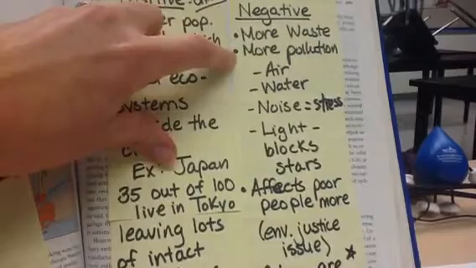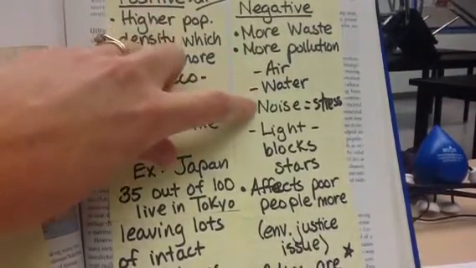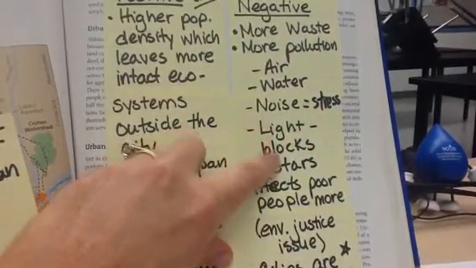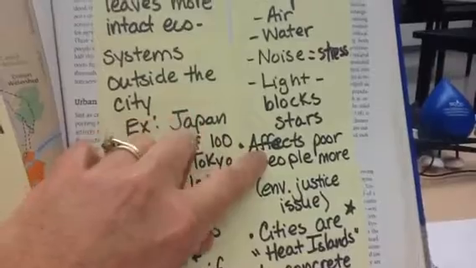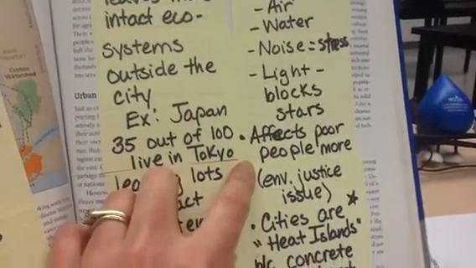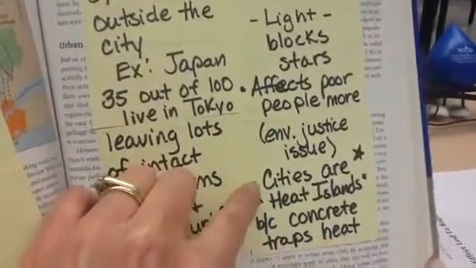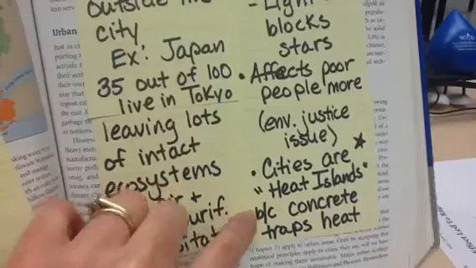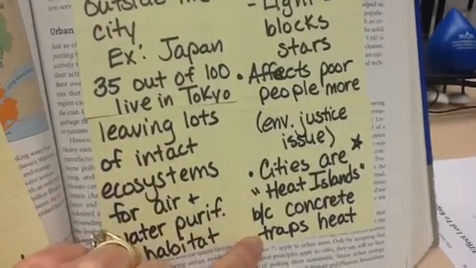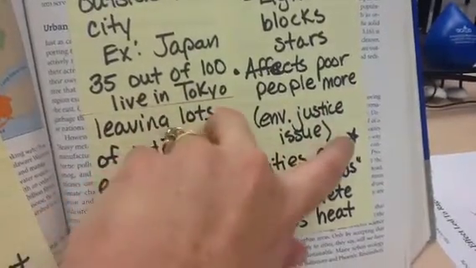Here's negatives about cities. More waste, more pollution, and the types of pollution: air pollution, water pollution, noise pollution, which causes stress, light pollution, which blocks stars. It affects the poor people more, all of this pollution, which happens to be an environmental justice issue. Cities are considered heat islands because concrete traps heat, and so they're hotter than the surrounding countryside. That is not in your book, but you need to know it, and that's why there's a little star there.